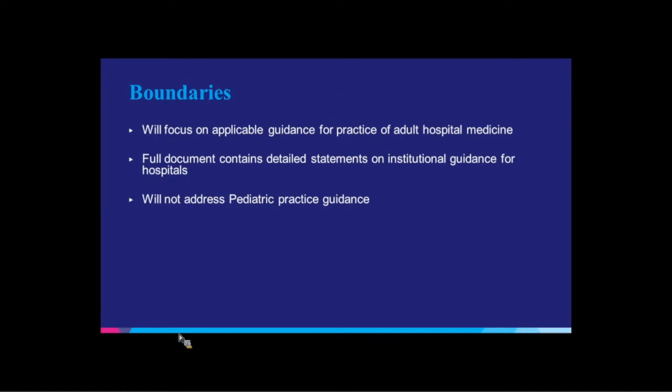So for this particular study, one of the boundaries, this is an adult crowd, but I'm only going to focus on the adult hospitalized patient, or practice within the adult hospitalized patient. Why do I say that? Because this guideline is 40 some odd pages, contains a lot of data. It contains detailed statements on institutional guidance around epidemiology, control, terminology. I'm not going to address all that. I'm not going to address any of the pediatric issues either. So again, only focus on the guidance for the adult hospital medicine practitioner.